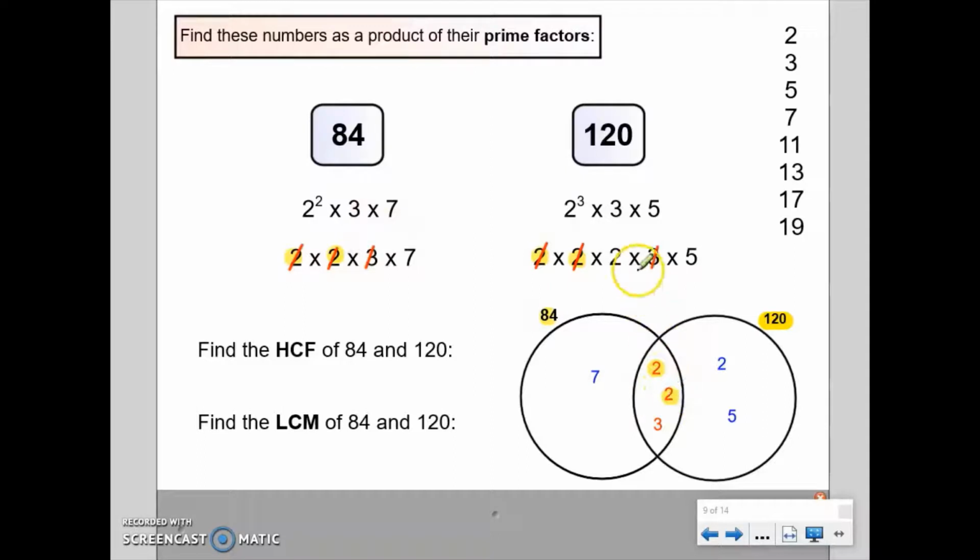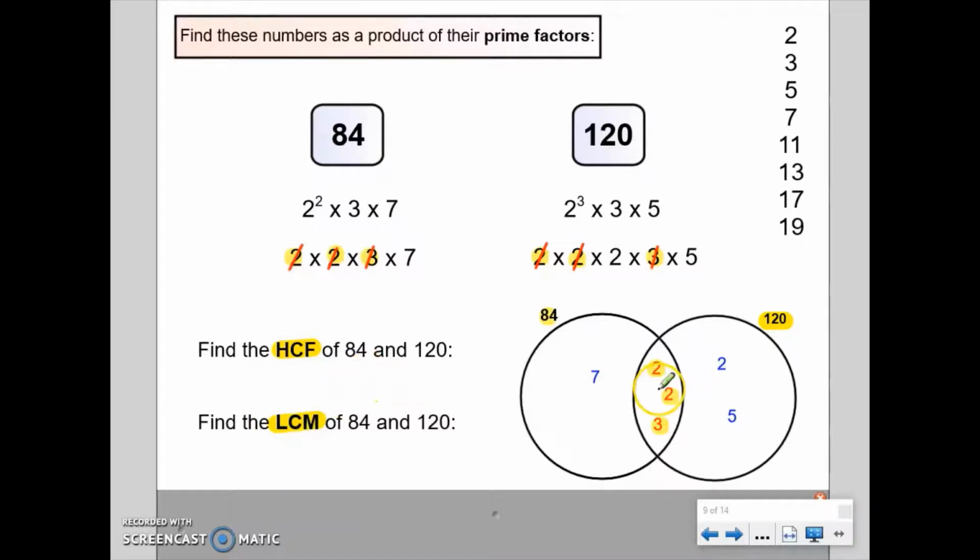This 2 does not have a pair over here, but this 3 pairs up with this 3 and goes into the intersection. And then all the numbers that I haven't crossed off, they go into the circle as well. So the 7 here goes into the 84 circle, and the 2 and the 5 go into the 120 circle. So you can see how I've used these prime factors and placed them into the Venn diagram. This is going to help me find the highest common factor and the lowest common multiple.